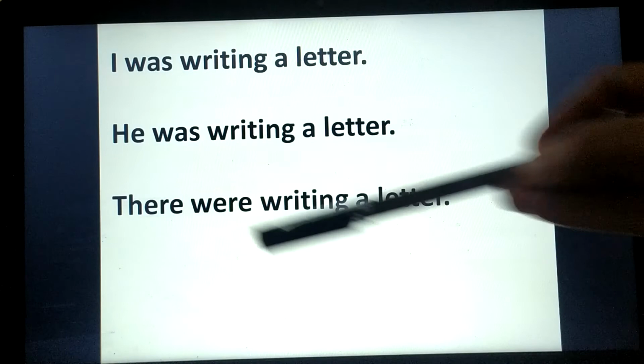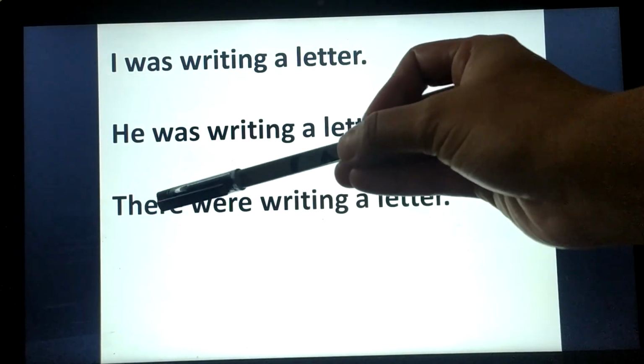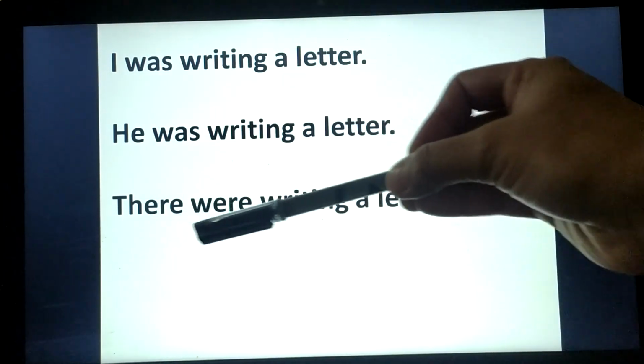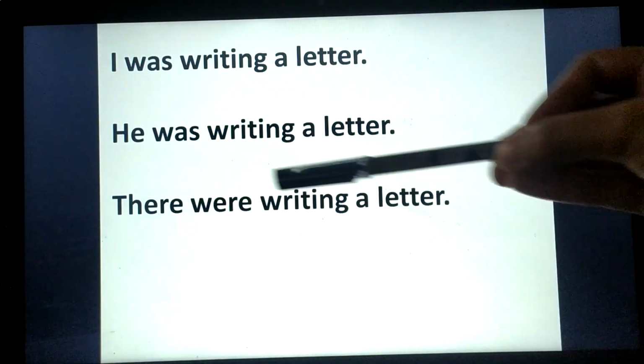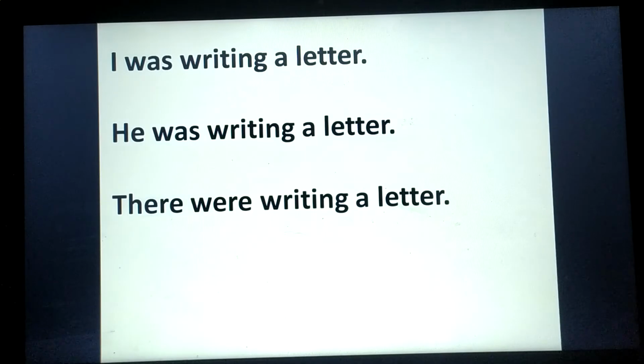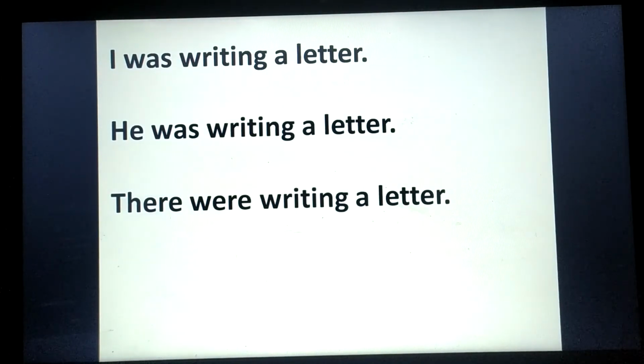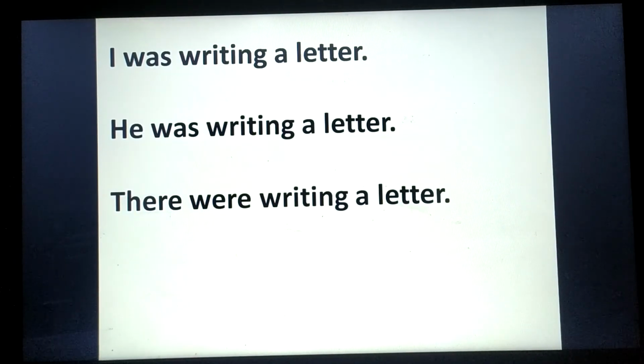And in case of plural, here it will be they. It's actually an error. They were writing a letter, right? So here they were writing a letter. Here in case of they, we have used were. So all these sentences are showing the action which was happening in the past, right?